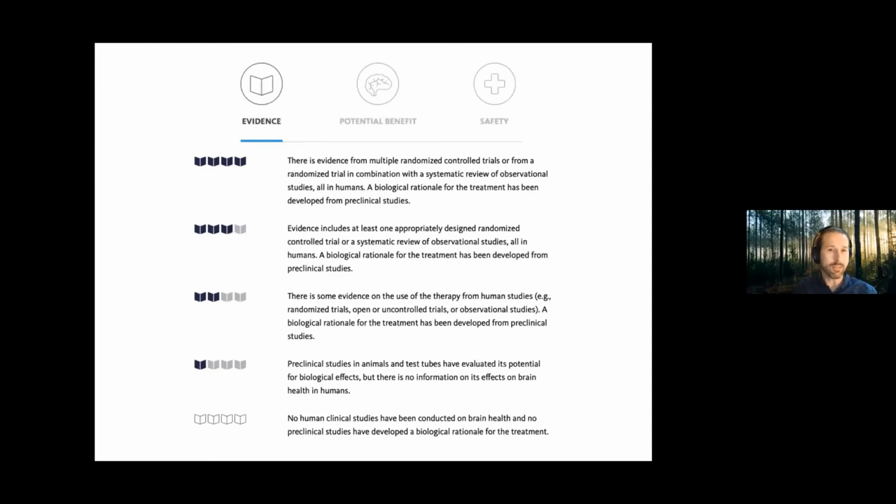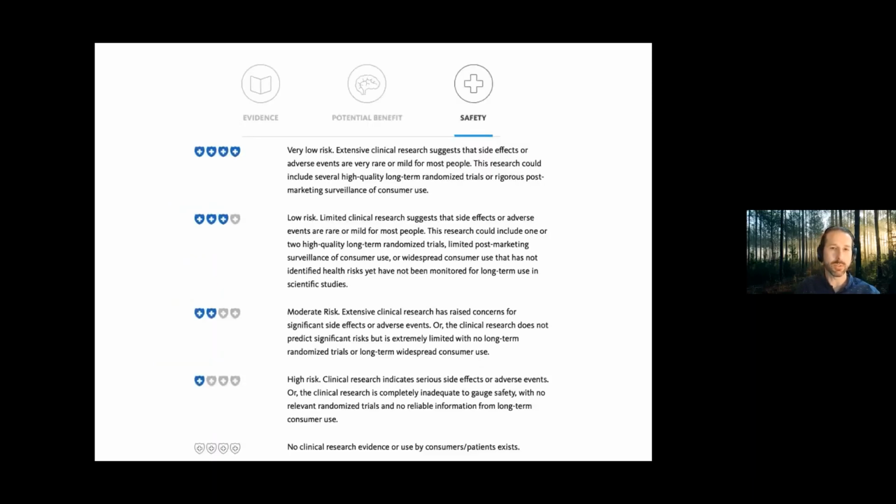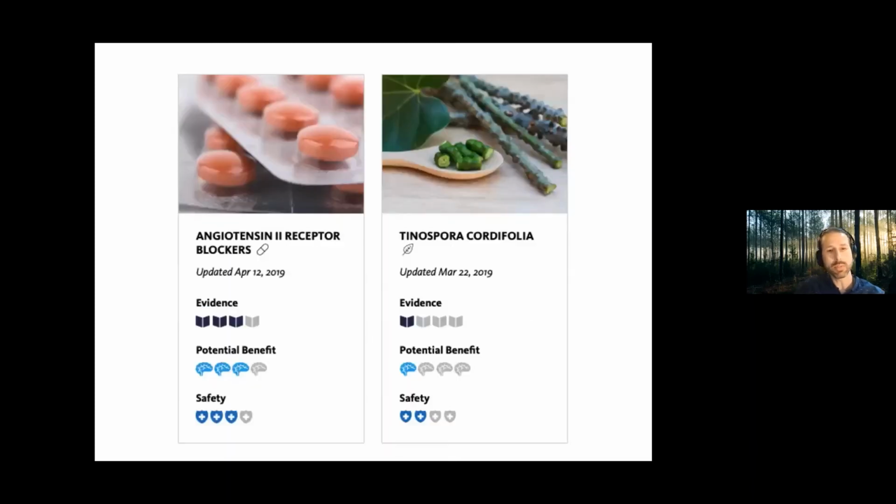You can see the strength of the evidence goes from the top, the strongest evidence from multiple RCTs, down to the very bottom, the weakest evidence. For potential benefit, research at the very top suggests a clinically meaningful benefit, all the way down to no research available. And then safety, starting from very low risk to high risk. This is a screen cap of a couple examples of drugs that they've summarized. Again, you can see a summary of the scores for each of the categories, and then you can click within to see the specific references that they're citing to support those.